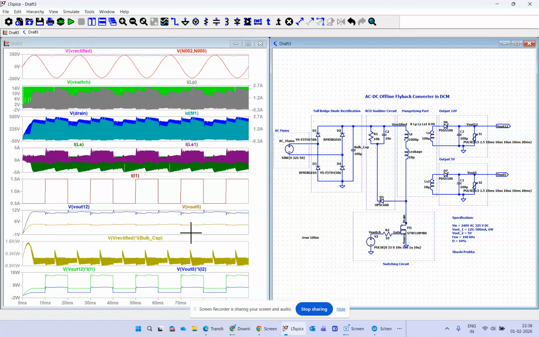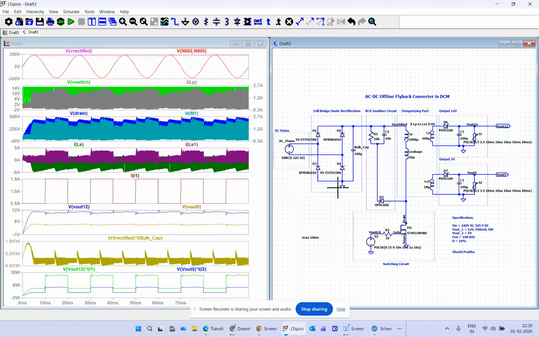Okay. So that shows that at higher current, we are getting a lower voltage, and at lower current, we are getting a higher voltage. And this is a two output flyback converter, and this is the switching circuit for it, which has 10% duty cycle and 100 kilohertz switching frequency.